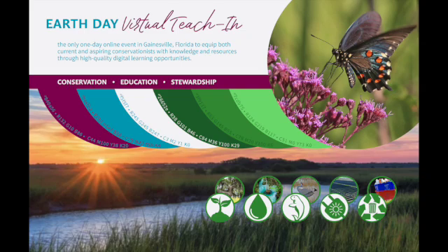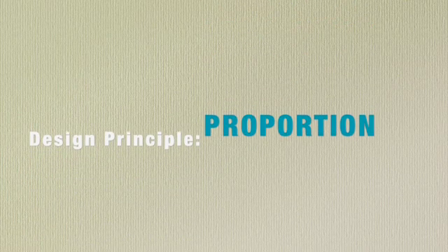So I balanced the larger images. We have the big butterfly, which is also balanced by a large sunset photograph. The text in the top left is balanced by the additional icons and smaller, more detailed items in the bottom right. That also applies with the proportion.